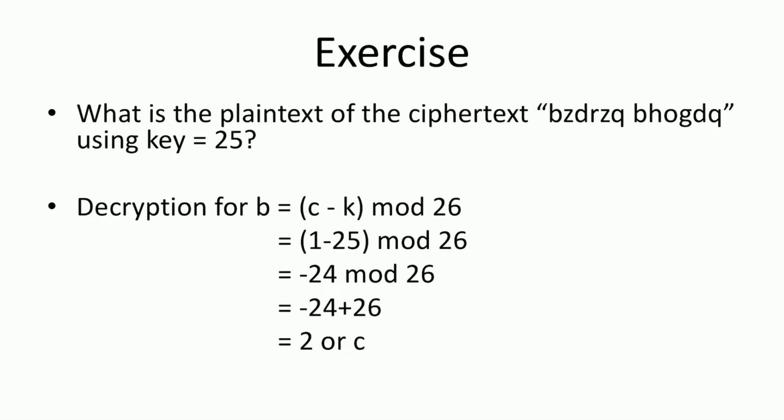So for example, for the letter B, we get 1 minus 25 mod 26, which is minus 24 mod 26. So we can just do this modulus calculation by adding 26 to minus 24, which gives us 2, which maps to the letter C.